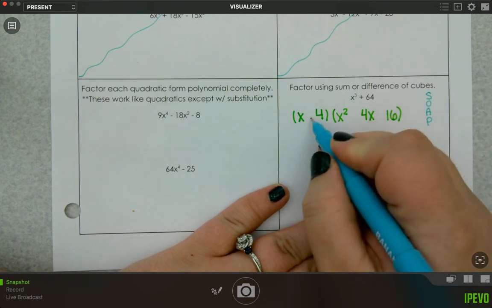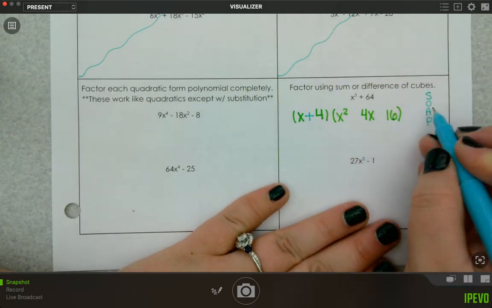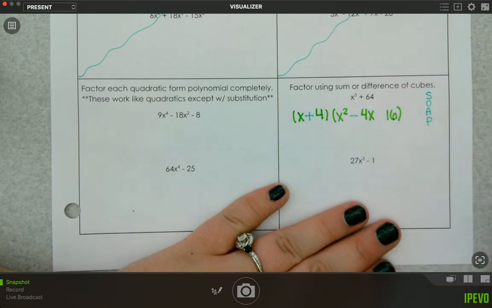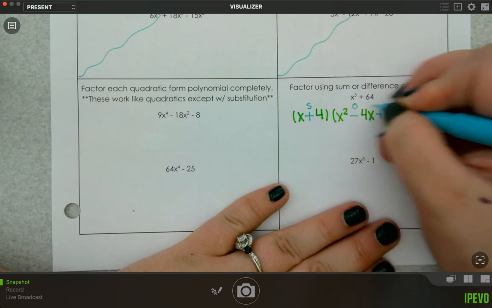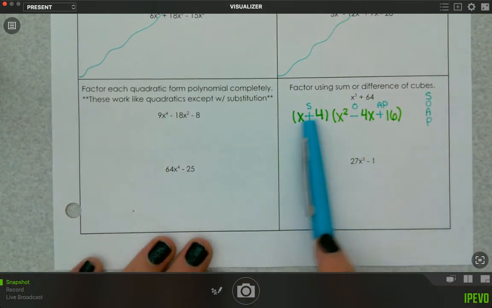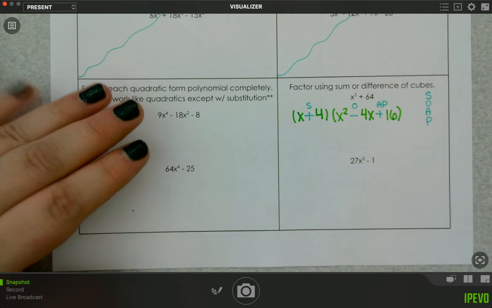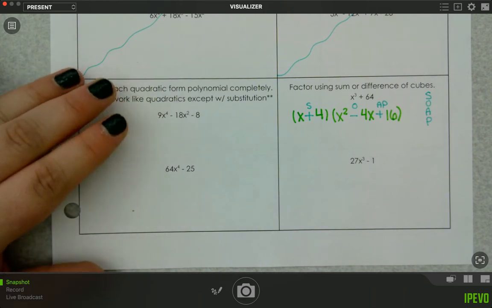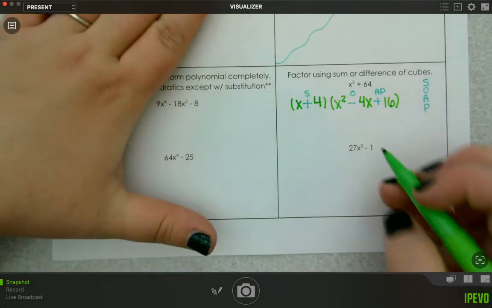The first sign is the same as the problem, so plus. The next one is the opposite. And then the last one is always positive. So, same, opposite, always positive. And then I'm going to go ahead and do the next one too so you can see it. Actually, I'll do one from the homework afterwards.